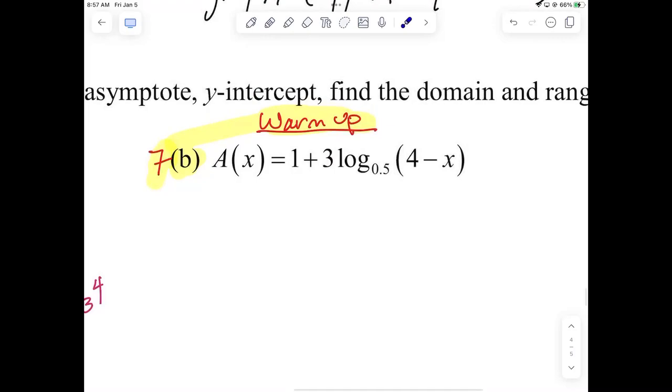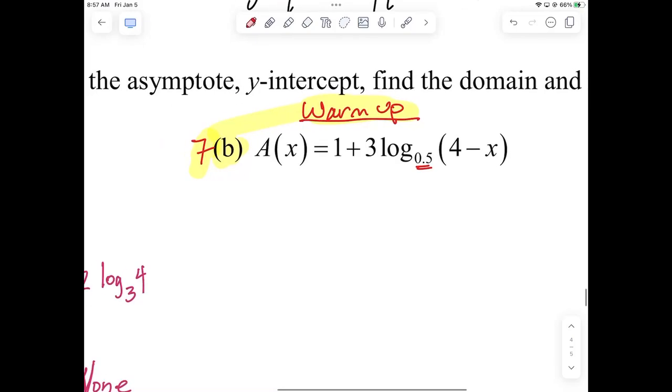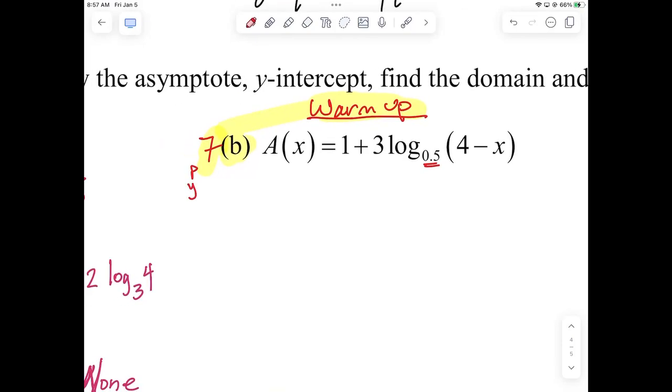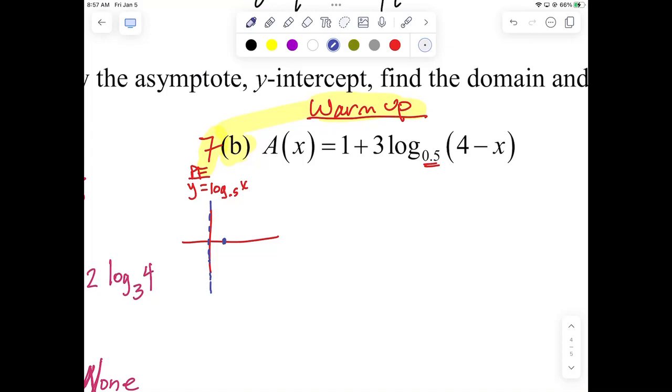looks like logarithmic decay, right? You see a log function in there, and the base is 1/2. So the first thing I'm going to do is come over here and look at my PF, my parent function. It's y equals log base 0.5 or 1/2, whatever you're more comfortable with. And that has a vertical asymptote on the y-axis, and it has a y-intercept at (1, 0), just like all log functions of the form log base b of x. The only difference is because it's less than 1, it's logarithmic decay to start with. So it looks like this.